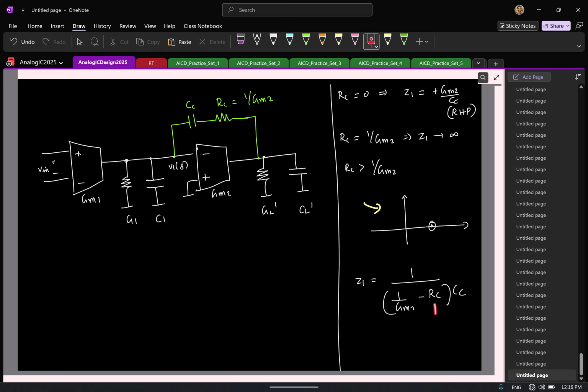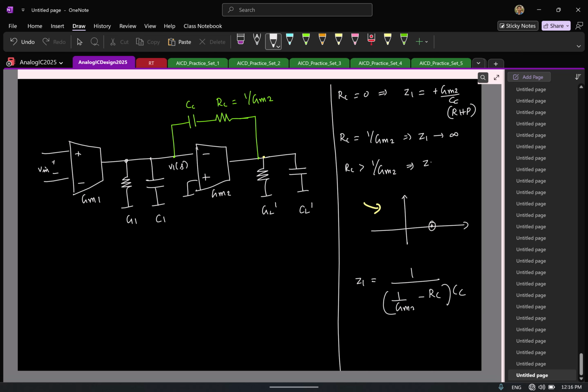And then now if you keep increasing RC, it is still in the RHP. It gets pushed, and that's why I'm saying it's actually going towards plus infinity. And once you make RC greater than 1 by GM2, the 0 starts to enter the left half of the s-plane. And left half plane 0 is good or bad? So let me write this: enters LHP.